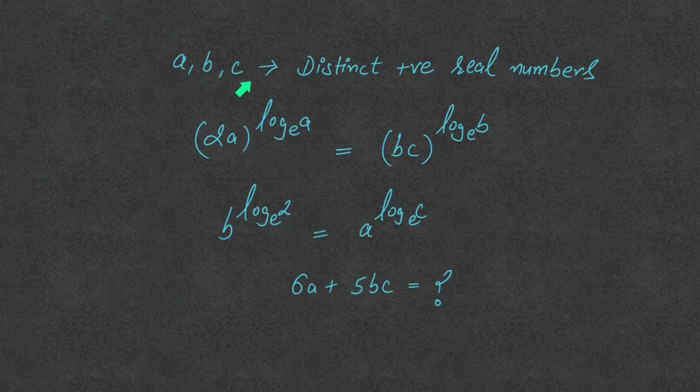Let a, b, c be three distinct positive real numbers such that 2a to the power log a base e is equal to bc to the power log b base e, and b to the power log 2 base e is equal to a to the power log c base e. What is the value of 6a plus 5bc?